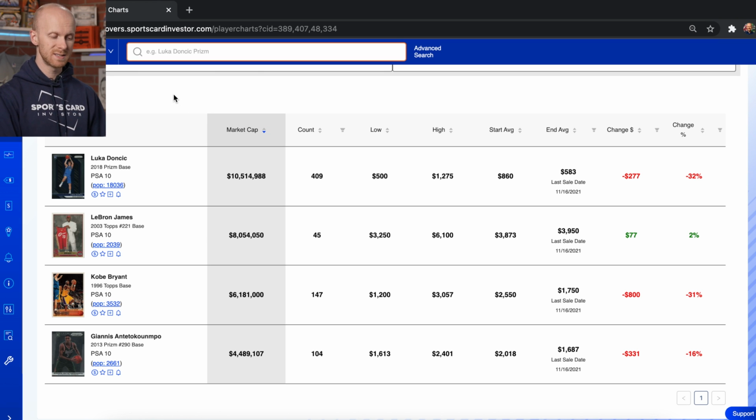And it's really interesting to see that even though Luca's card is down around $583, this, you know, flagship rookie card still has a higher market cap than LeBron's base and more than double the market cap of Giannis's cards. Is that an opportunity to buy Giannis? Will Luca's cards go down over time? Only you can decide that, but this market cap feature will help you make that decision.